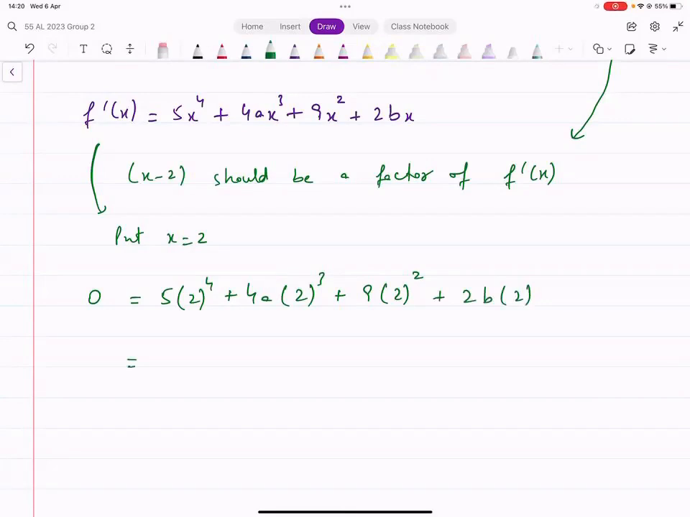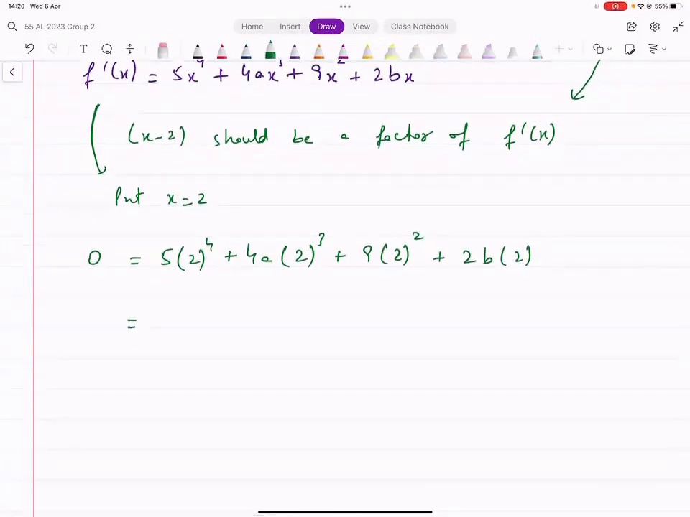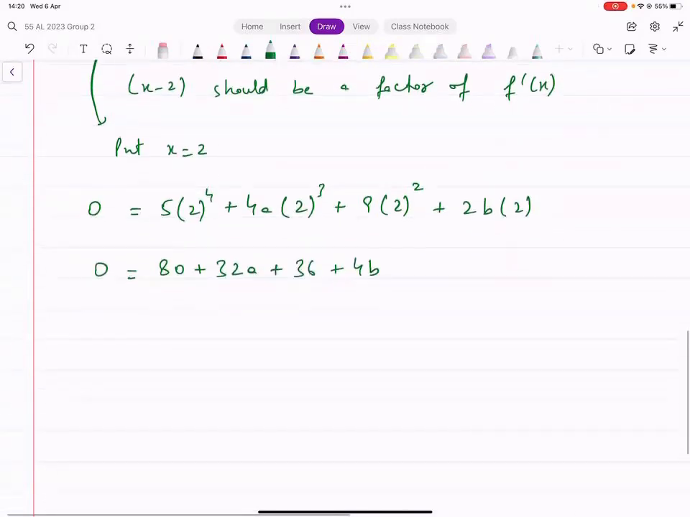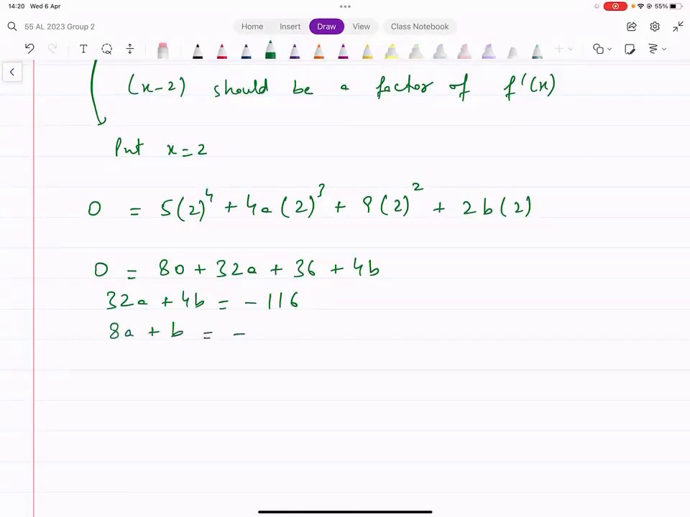What do we get from this? 2 raised to power 4 is 16. 16 into 5 is 80. Plus 8 into 4, that's 32a. Plus 4 into 9, that's 36. Plus 4b equals 0. And we get 32a plus 4b equals minus 116. And that is 8a plus b equals minus 29. Right? Yes. This is the second equation.